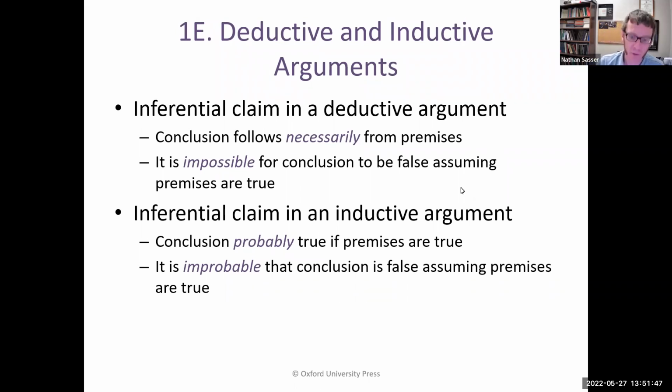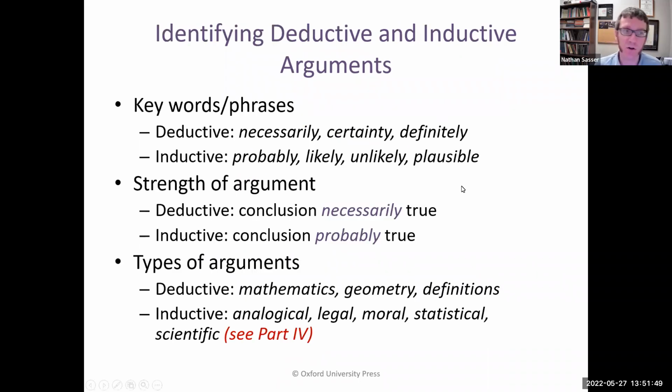That's the basic idea. Now, in the wild, when you see arguments, you can tell which kind of inferential claim is being made, sometimes through the keywords or phrases that are used. When somebody says that X, Y, Z are true, and therefore necessarily, certainly, definitely this conclusion follows, they're trying to make a deductive argument. But when they say, well, if this is true, then this is probably true, this is likely to be the case, they're making an inductive argument.